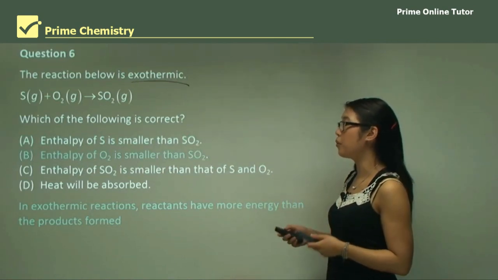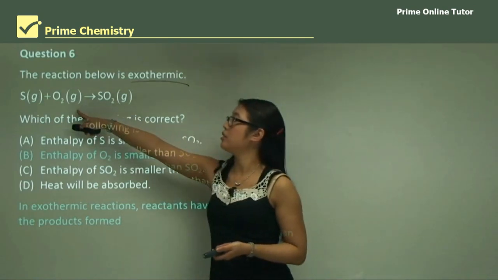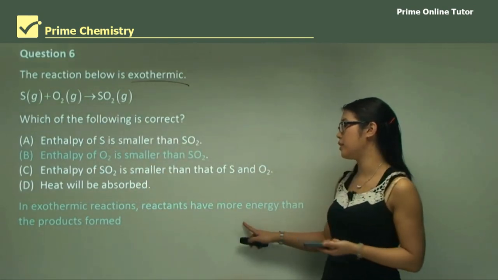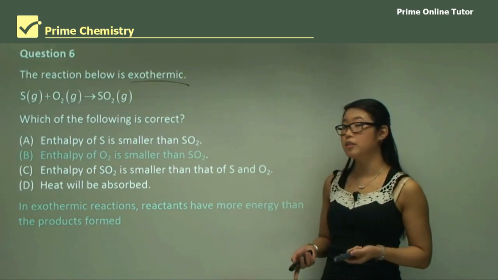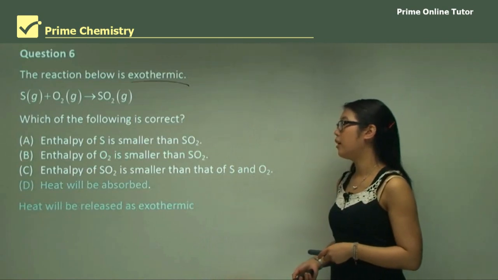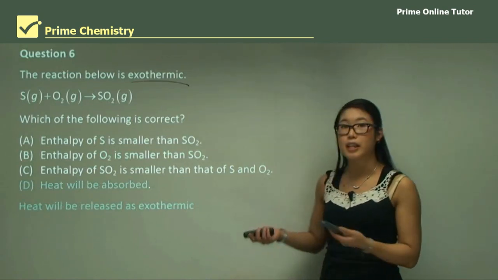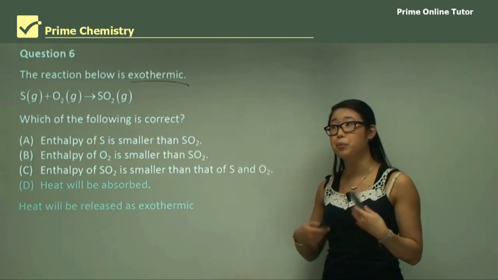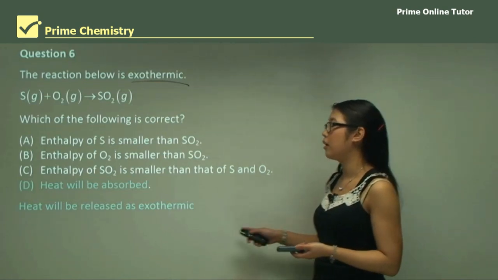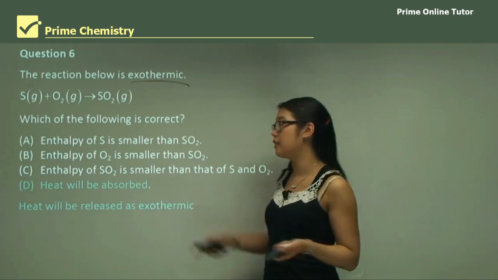The enthalpy of O, oxygen, is smaller than SO2. So in exothermic reactions, the reactants have more energy than the products formed. So it has to be greater, and it's not this one. The heat will be absorbed. It says it's exothermic, so that means it's going to put heat out into the surroundings and feel hot. So in exothermic reactions, heat is not absorbed, it's released.